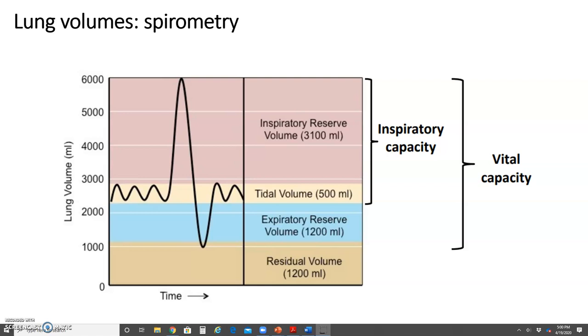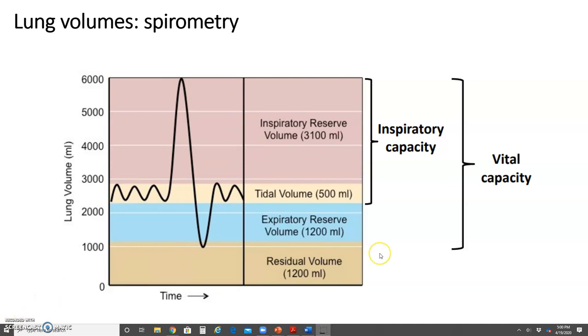Something else that we can determine from this, if we track the time, is what's called the forced expiratory volume, or the FEV. That's the total amount that you can exhale after a maximal inhale in 1 second. So how much can you get out, and how fast can you do it? That's going to be a good indicator of obstructive lung diseases.